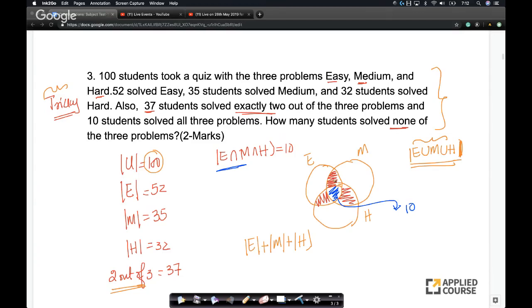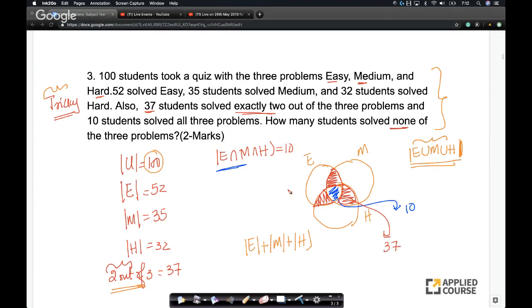What about this red region? Look at this. This red region is only this part, and this part. So this red region is a set of students who have solved E and M, this part is students who have solved E and H, and this part is students who have solved M and H. If you take the union of these 3 red regions together, that's the number of students who have solved 2 out of 3 problems. So the whole red region is 37, right?